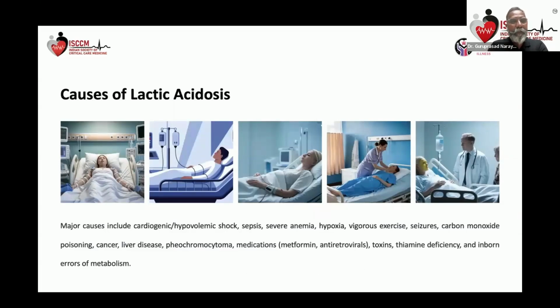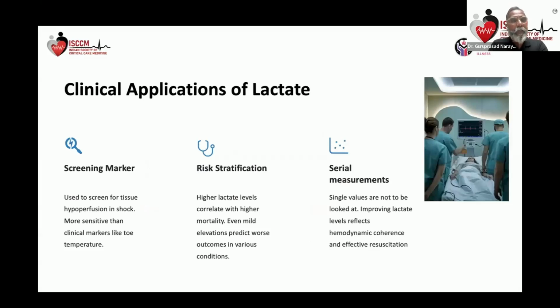There can be other causes of lactic acidosis, like following vigorous exercise, following seizures, in carbon monoxide poisoning, as I said, liver diseases. Medications like metformin and antiretrovirals can cause lactic acidosis. Toxins like ethylene glycol toxicity can cause lactic acidosis. So these things also have to be kept in mind. So how does lactate help clinically? It is a screening marker used to screen for tissue hypoperfusion, and it is more sensitive than clinical markers like toe temperature. And it also helps in risk stratification. Higher lactate levels correlate with higher mortality. Even a mild elevation predicts worse outcomes in various conditions.